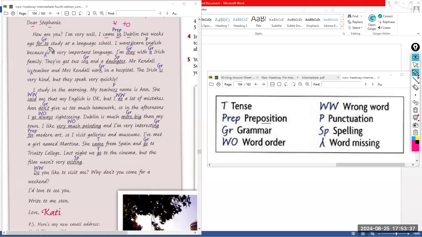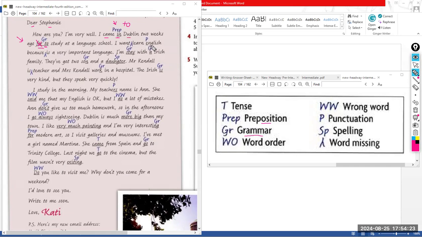2 weeks ago, for to study at a language school. So notice here, guys, that we have grammatical mistake. What do you think about the mistake that we have in this sentence? Exactly. So notice that I have to say, I came to Dublin 2 weeks ago to study at a language school. So notice that I wrote two prepositions. This is wrong. The correct preposition is to. I cannot say for to study at a language school.